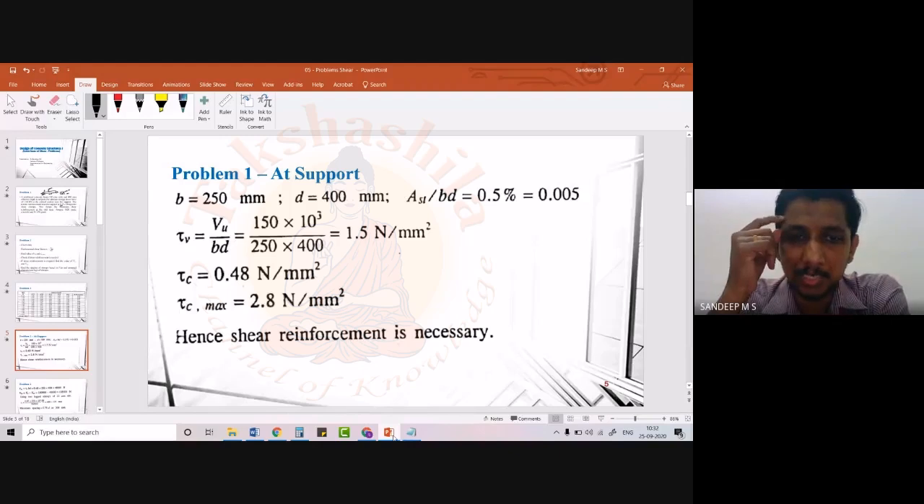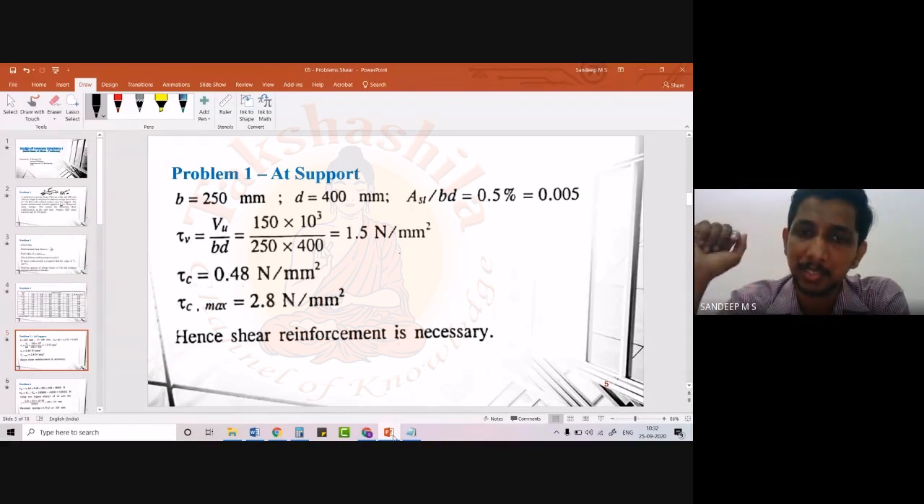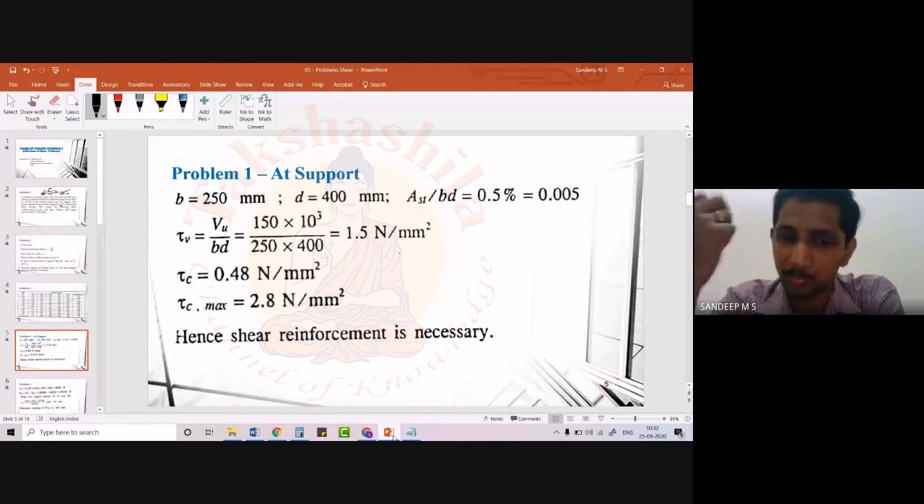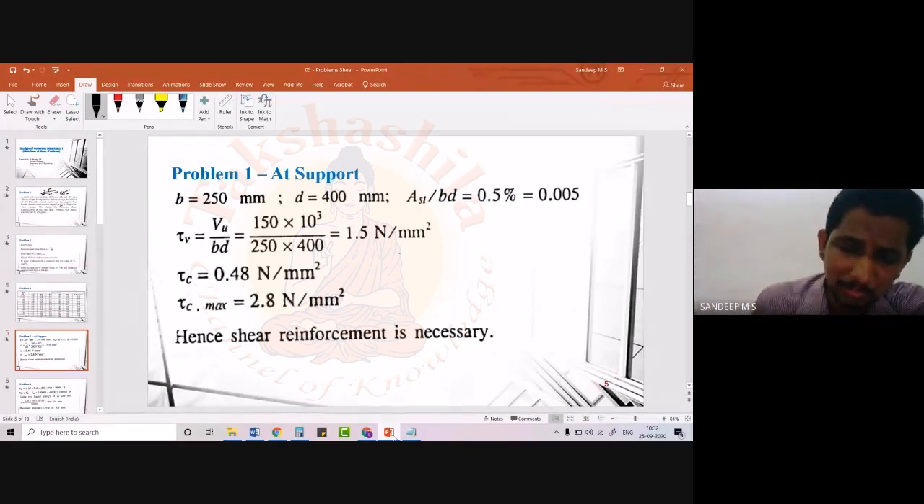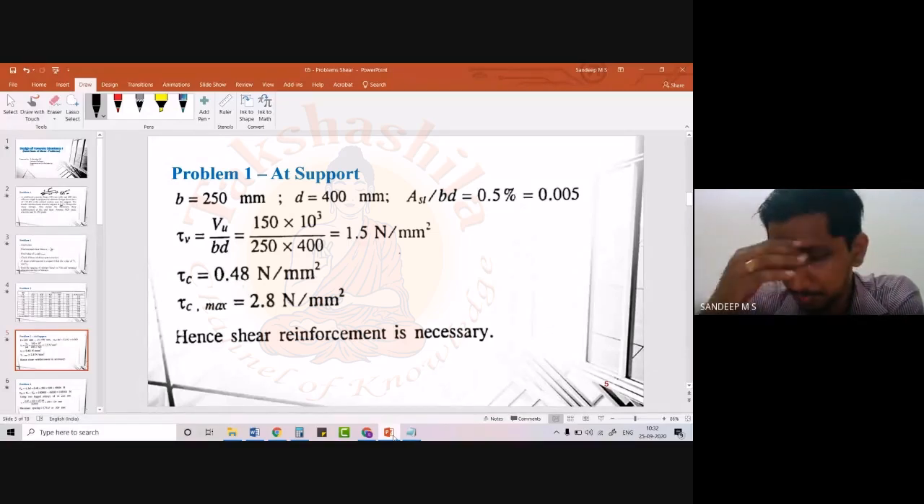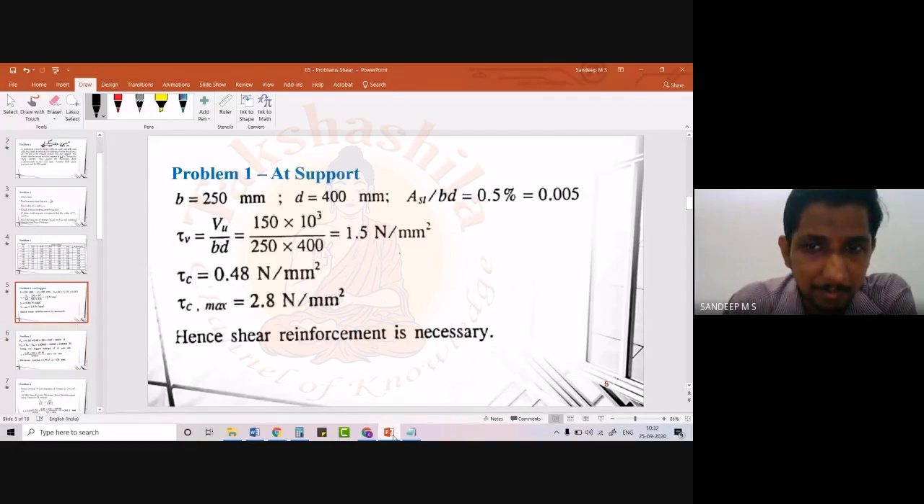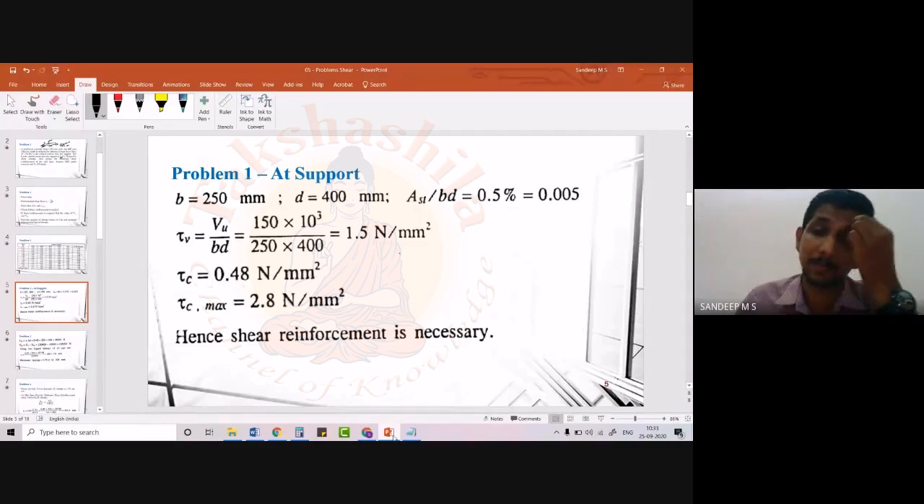So anyway, what is the condition here? Here, if you see, tau C is actually less than tau V. Tau V is actually greater than the capacity of our section. But again, tau V is less than tau C max. So basically, we have to go with design of shear reinforcement. Okay. So let us assume vertical stirrups to be provided in this particular case. And for the sake of getting a common answer, let us assume 2-leg 10 millimeter diameter stirrups. Okay, 2-leg 10 mm dia stirrups.